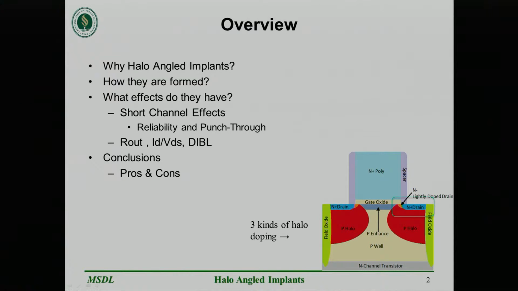I will mostly present on the pocketed areas where there are three kinds of halo doping: P red, N orange, and N plus blue. I will present on why they are needed, how they are formed, and what effects they have, and then I'll conclude on the pros and cons.